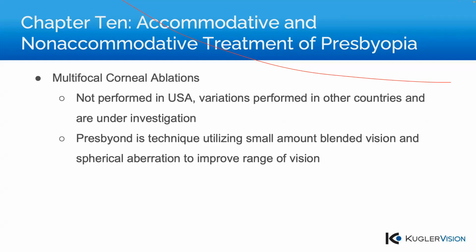There is a concept called multifocal corneal ablations, where instead of having a multifocal IOL within the eye, you're creating a multifocal lens in the cornea. This isn't performed commonly in the United States. There are variations in other countries that are under investigation. There's something called Presbeyond, which is popular in Europe, a technique utilizing a small amount of blended vision and spherical aberration within the corneas to improve range of vision.